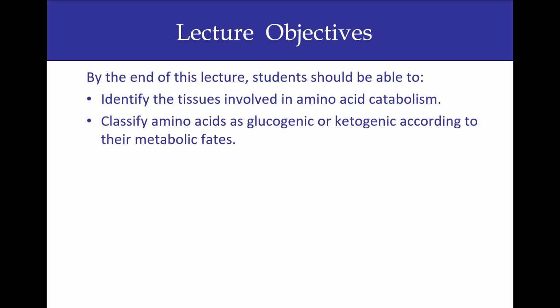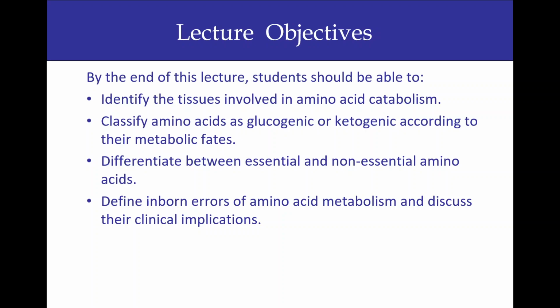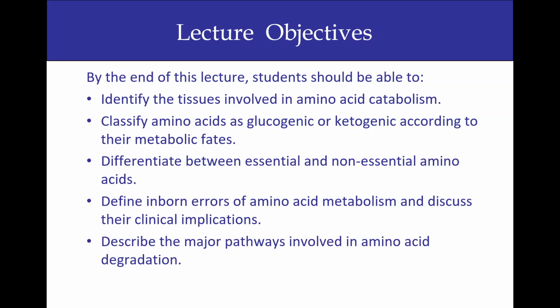So today we are going to talk about the tissues where amino acids are degraded. We're going to classify amino acids as glucogenic or ketogenic. So we need to define what glucogenic means and what ketogenic means. And we're going to remind you of essential and non-essential amino acids. And we're going to introduce the inborn errors of amino acid metabolism, and try to highlight the major pathways involved in amino acid degradation.